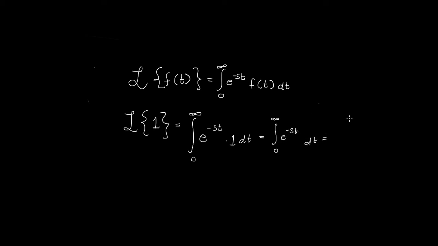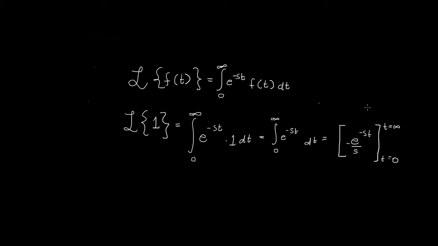And if I evaluate the antiderivative of e to the negative st, what I get is e to the negative st divided by negative s. So I'm just going to put divided by s, put a negative sign out front over here, and then I plug in t equals infinity, and I plug in t equals 0. Those are my limits over here.